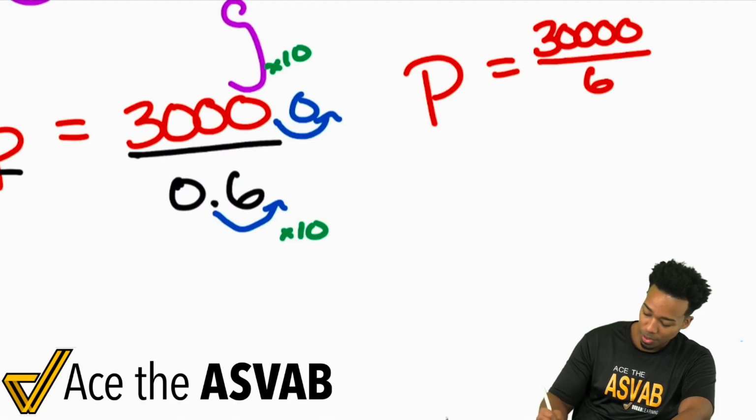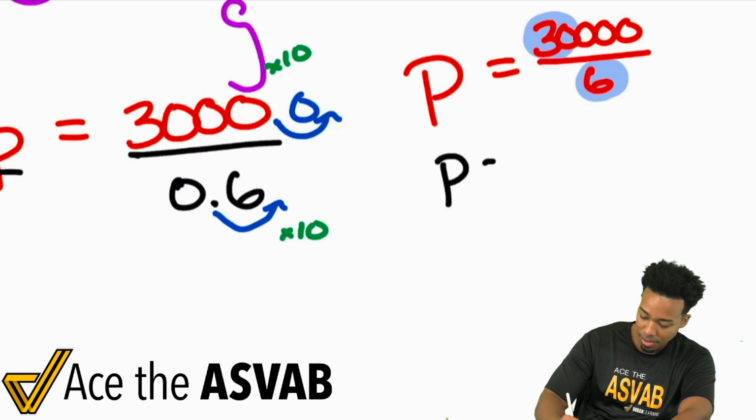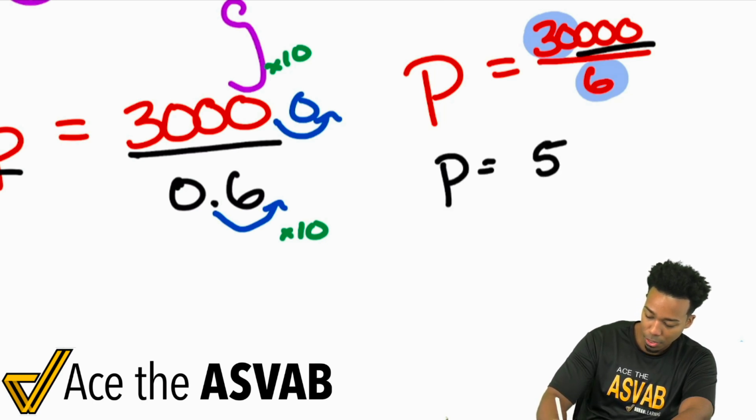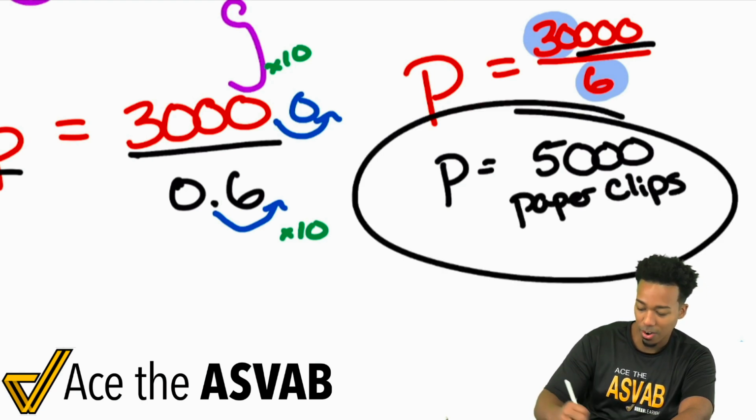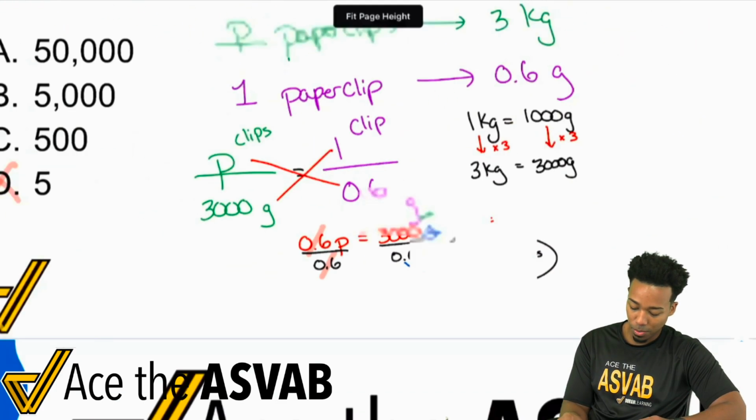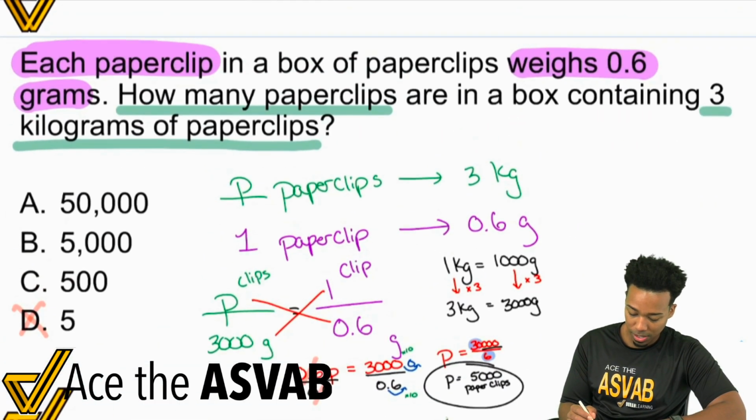Here we go. We know that 30 divided by 6 is going to be 5. So we have 5 with 3 zeros, 5,000 paper clips. And there it is. We are all done. The answer here will be 5,000 paper clips, not 5.